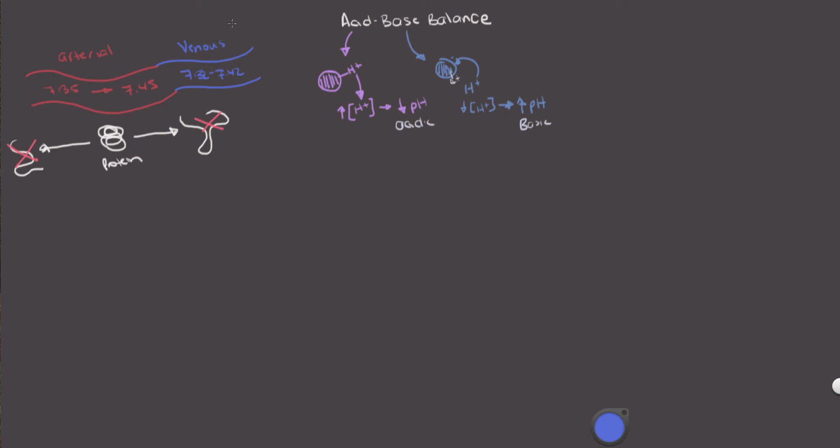So in order to maintain this safe zone, or to keep someone in this range and not fall below these levels, the body is going to use buffers. And there's three core buffer systems, or ways in which the body can buffer for changes in acidity or alkalinity. So the three different types of buffers that we have are chemical or protein buffers. And those are our fast-acting buffers.